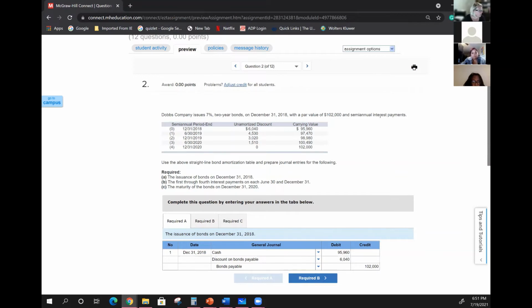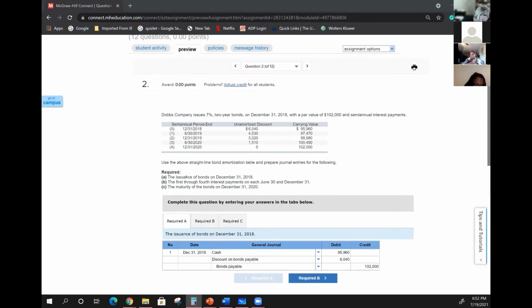So I have an amortization schedule set up, 12/31/2018. It tells me that I have unamortized discount of 6,040. My carrying value is 95,960. So I have 2-year bonds and I have 2 payments per year. So I have 4 payments of the interest. The base value is 102,000 times the 7%, divided by 2. So 3570 is going to be my payment.